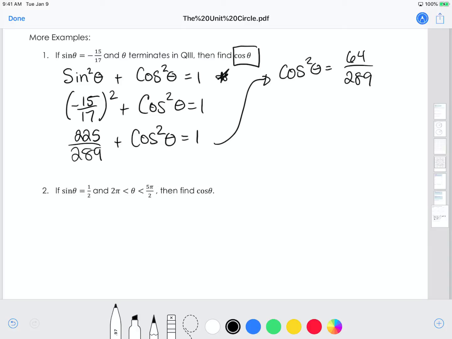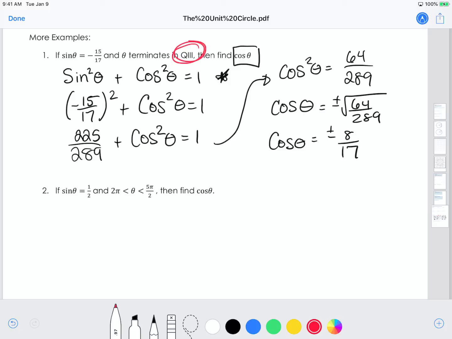When I take the square root of both sides to solve for cosine theta, I'm going to get plus or minus the square root of 64 over 289. So cosine is going to be plus or minus 8 over 17. Now, to decide which of these answers I use, plus or minus, that's where we use the quadrant. It says we're in quadrant 3, and in quadrant 3, both x and y are negative, so cosine is going to be negative. So my final answer is cosine is negative 8 over 17.